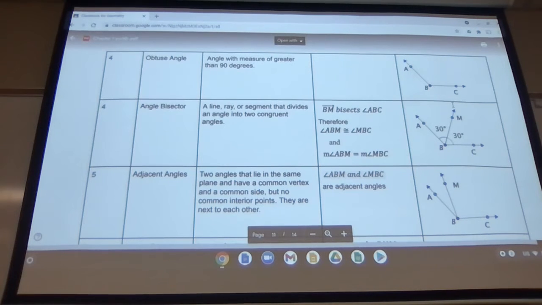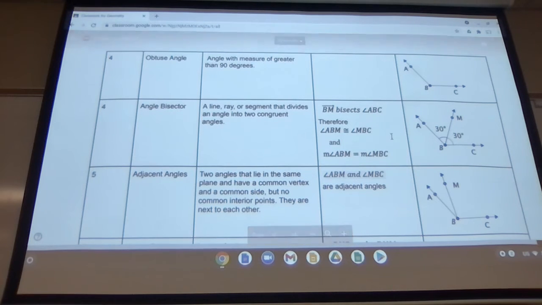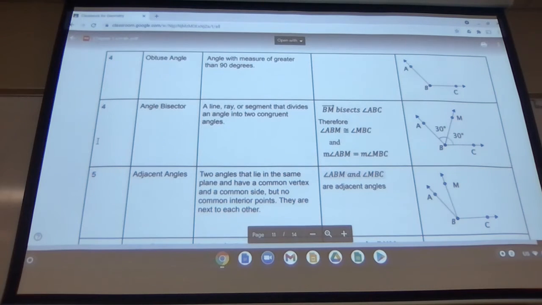Do they have to split it into congruent angles? It has to split them into congruent angles. Yep. So an angle bisector will always split it right down the middle. Those two parts will have to be congruent. Let's see, did I miss anything here? All right. Any questions with the angle bisector?